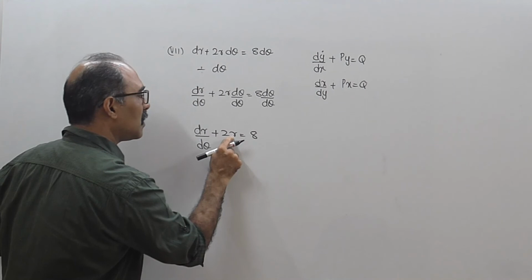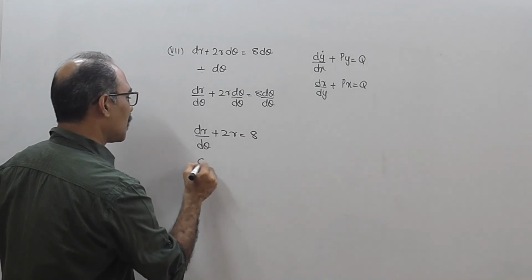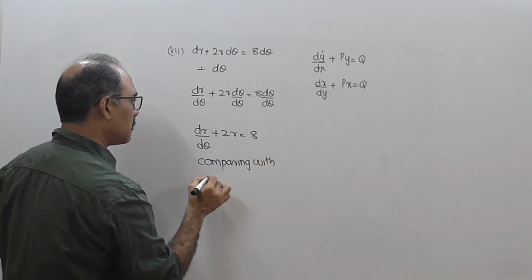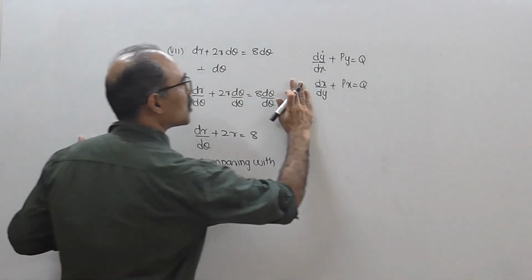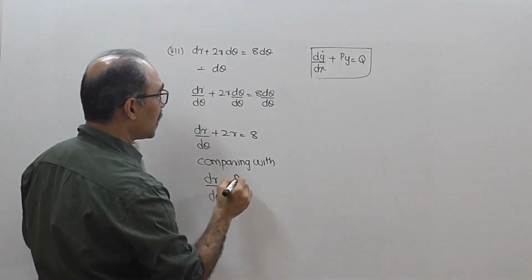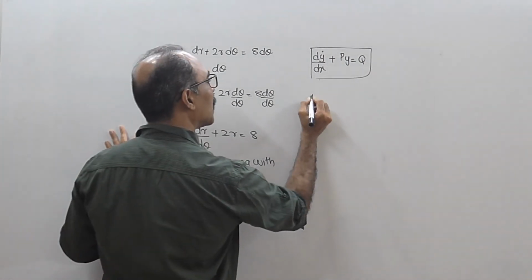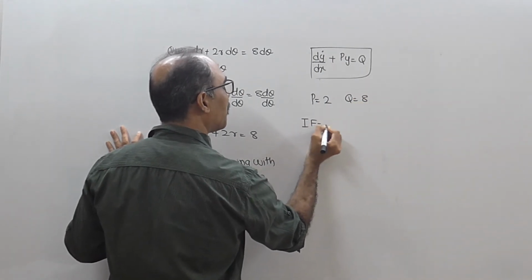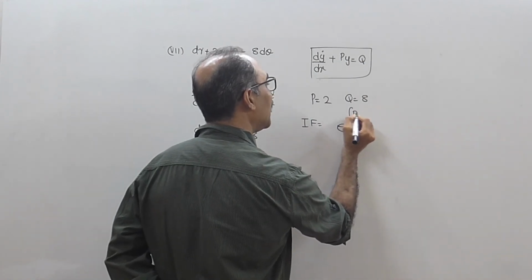तो इधर r रहेगा तो इधर भी r आएगा. सो कंपेयरिंग विथ dr upon d theta plus, let's not mess up with this, we'll just remember this format. dr by d theta plus p r equal to q. So I get p equal to 2 and I get q equal to 8. So what is my integrating factor? Integrating factor will be e power integration p.